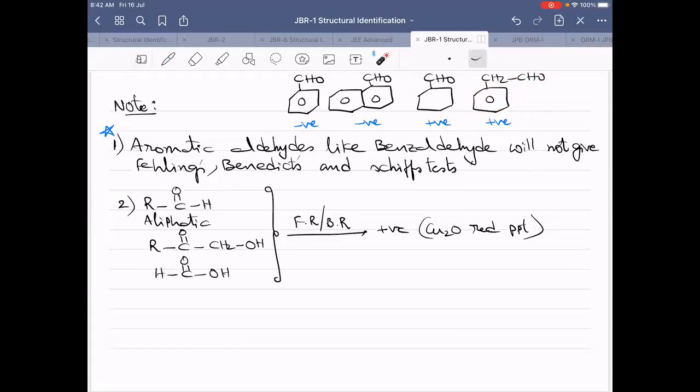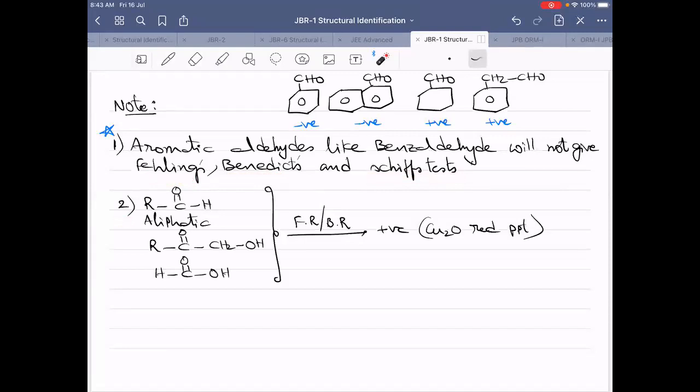Then next, aromatic aldehydes like benzaldehyde will not give Fehling's, Benedict's, and Schiff's. If it is not giving Fehling's, Benedict's, and Schiff's, what does it mean? That it will give Tollens' test. That is the point.